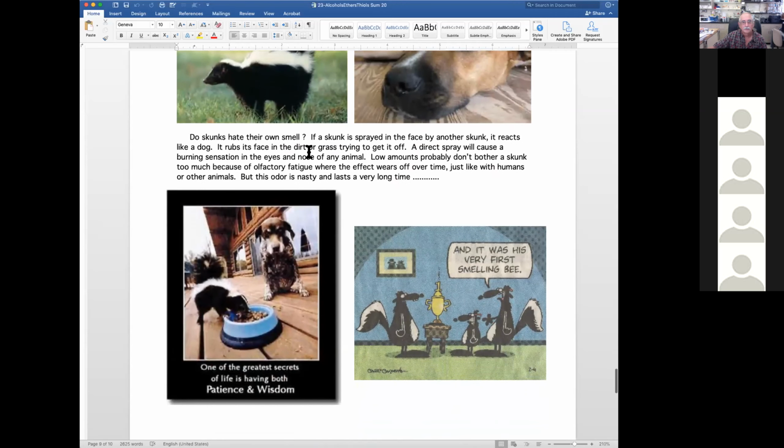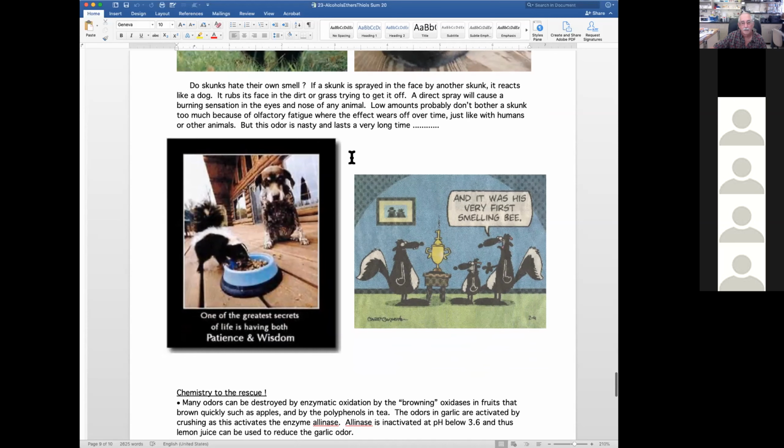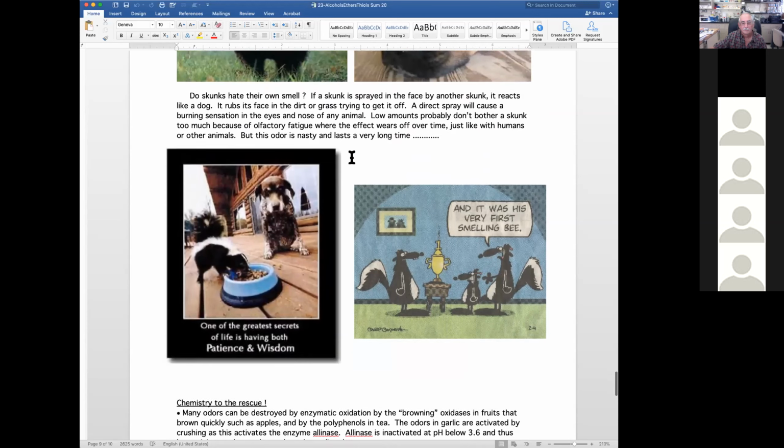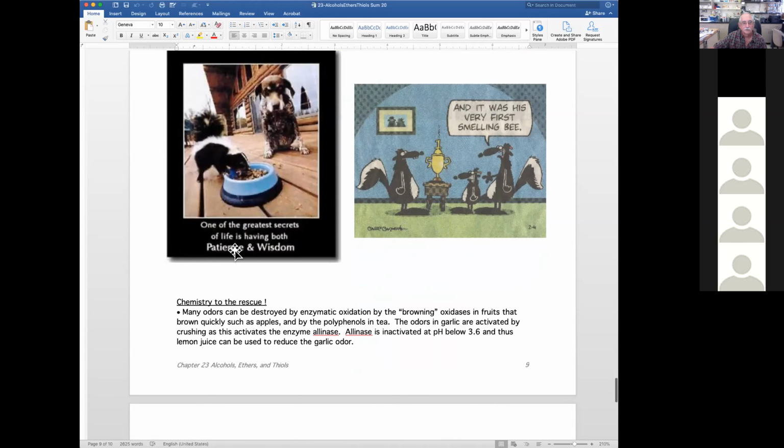So do skunks hate their own smell? If a skunk gets sprayed in the face by another skunk, it reacts just like a dog. Anyway, it's a very, very bad smell. And one of my favorite cartoons, look at that dog. He's like, if you think I'm gonna mess with this guy, I'll just let him eat what he wants. He won't eat everything. I'll live to fight another day.